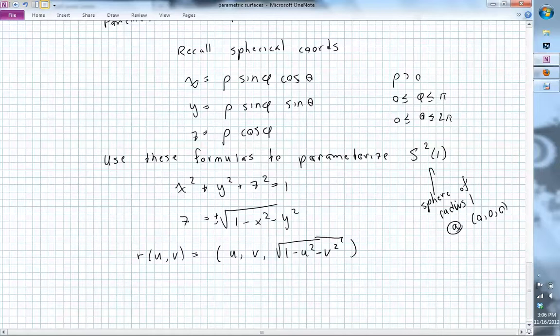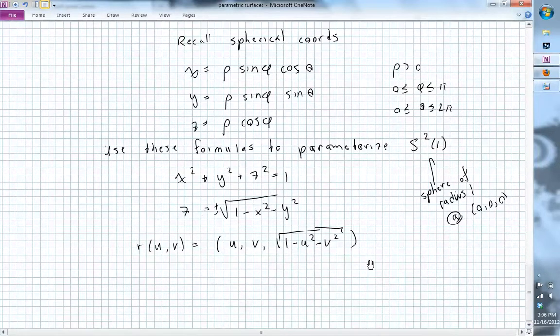But using these spherical coordinates, I can. So if I'm going to parameterize a sphere of radius 1, what's rho in that context? It's 1, right?